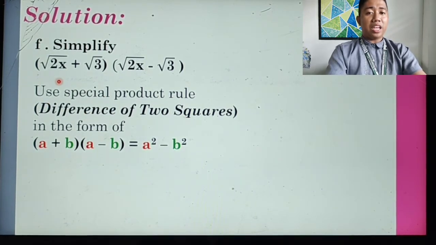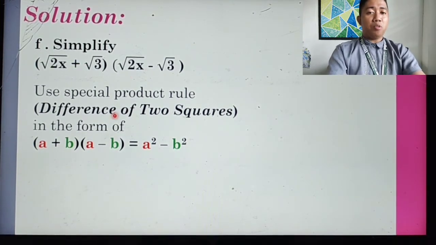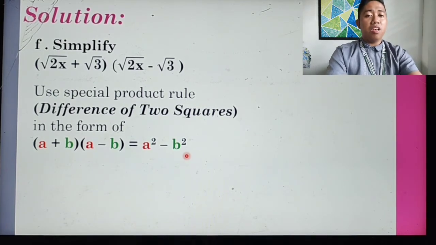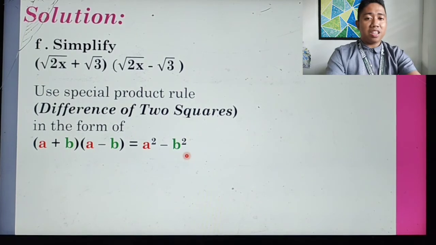So we notice that the first terms are similar, and also the last terms, and we have different signs, positive and negative. So we use the difference of two squares, which is in the form of the quantity a plus b times the quantity a minus b, which is equal to a squared minus b squared. So that is very easy. Use the easiest special product, which is the difference of two squares.